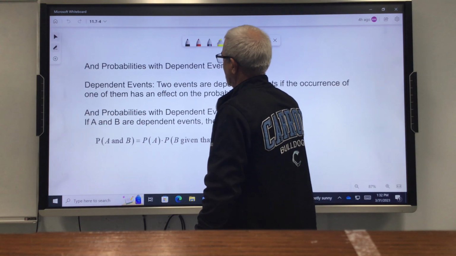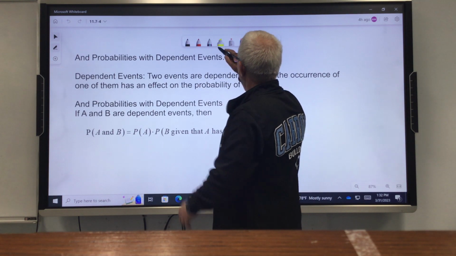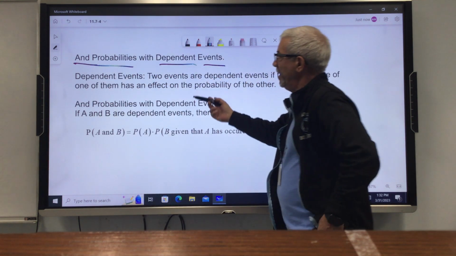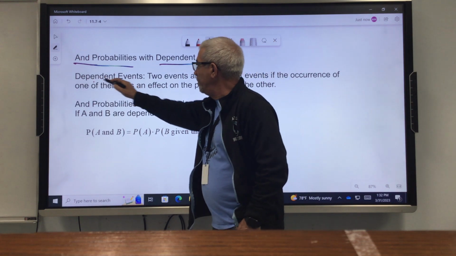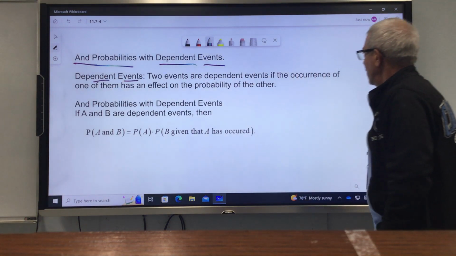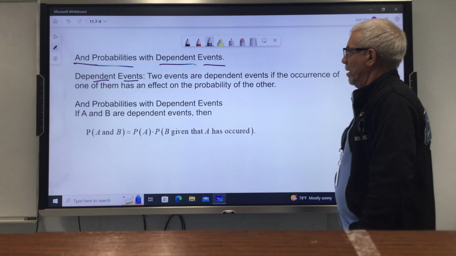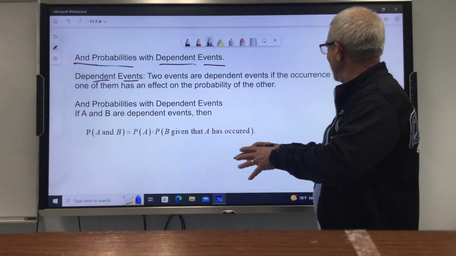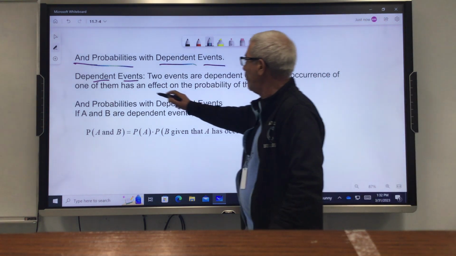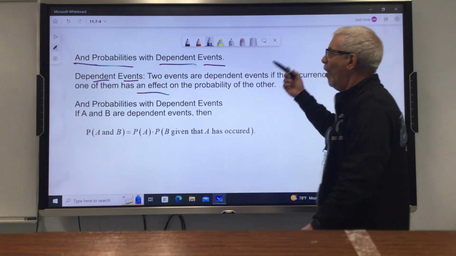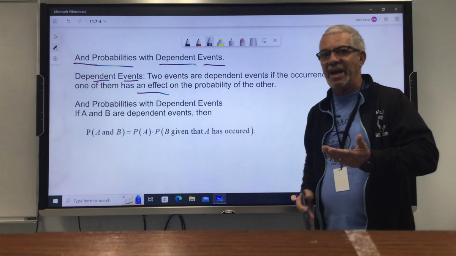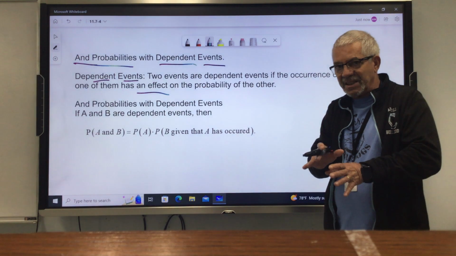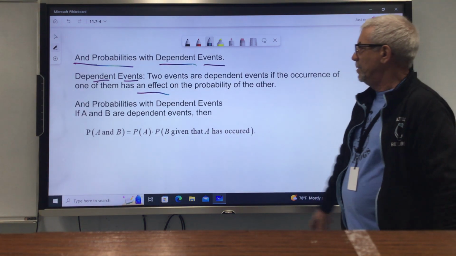Then this is probability with dependent events. First, we are going to do the definition of a dependent event. When events are dependent, when one event happens, it affects the probability of the other. The opposite is the independent event. One depends on the other one; one is affecting the other one. All right? That is what dependent means.